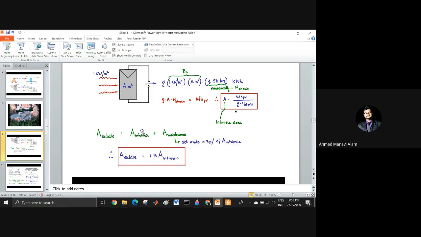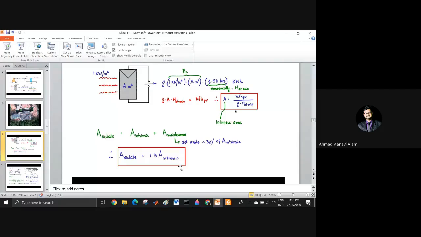The intrinsic area is the area for the PV cell, and the maintenance area is the addition or the excess area needed apart from the PV cell. So the real estate area A is equal to the intrinsic area plus 30% of it. So real estate area is equal to 1.3 into A intrinsic.